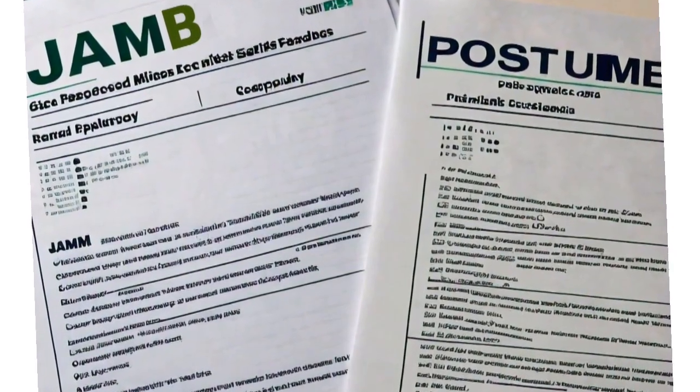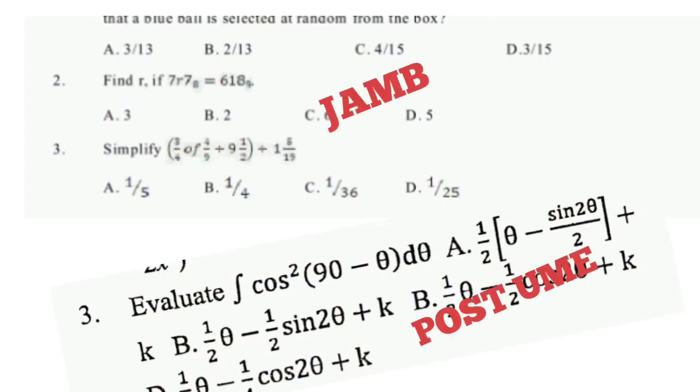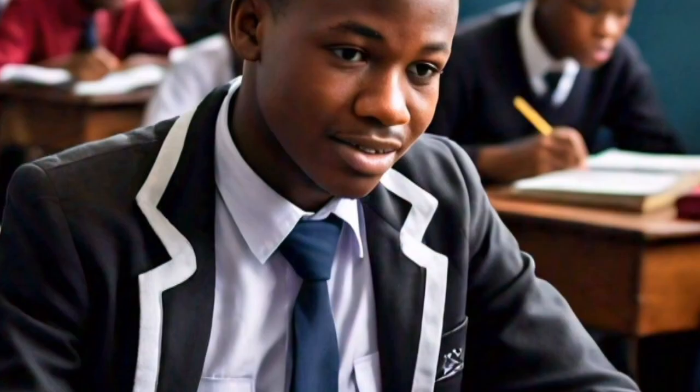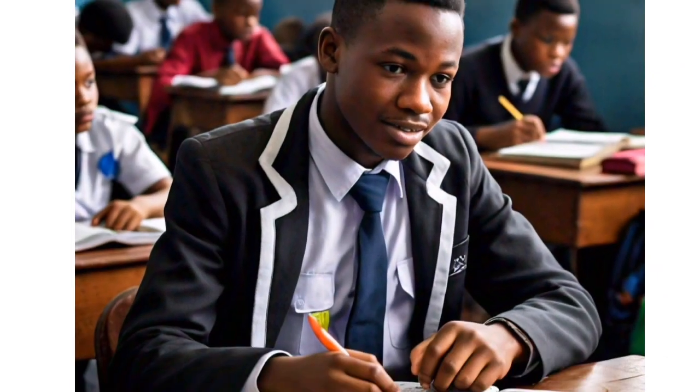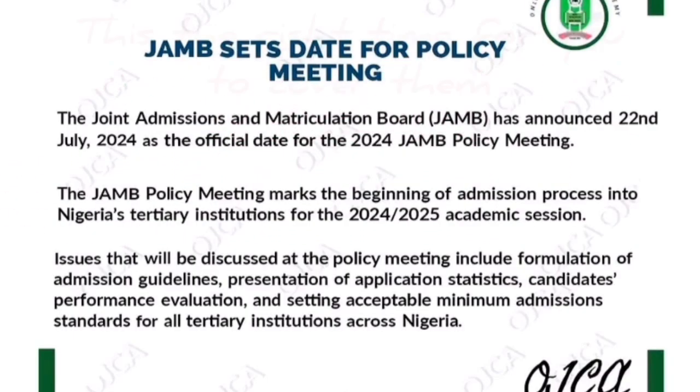Post-UTME exam also has its own syllabus, so they are very much related, but there are some slight differences in both of them. So you need to study for this post-UTME exam the way you read for JAMB. If there's any topic you were unable to cover during JAMB preparation, this is the right time for you to cover them.